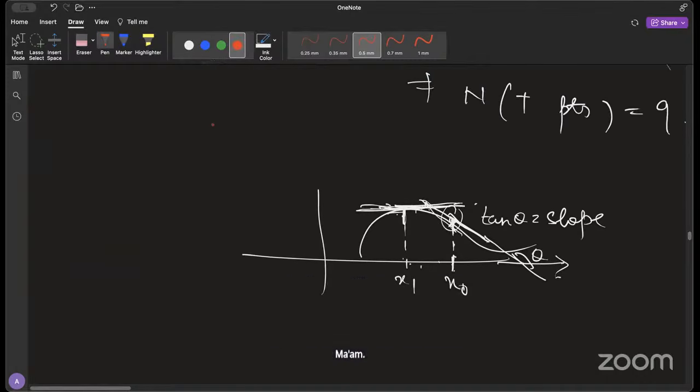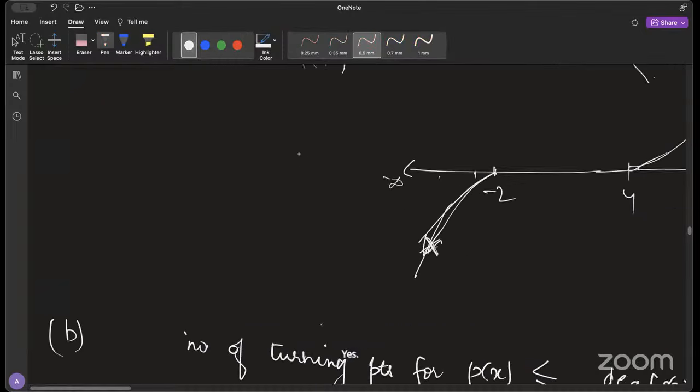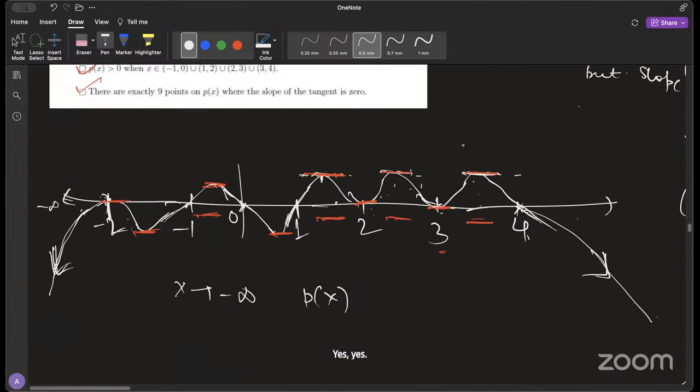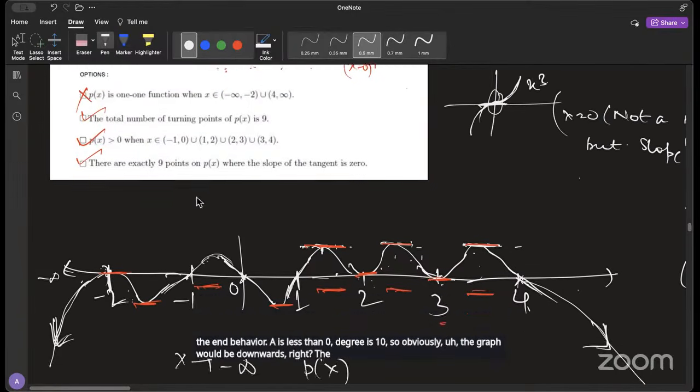Ma'am, can you please explain the first point once again? The first option? Yes. Your graph, you are clear with how we draw this graph, right? Yes, ma'am. I am emphasizing that it is possible, because of how we've drawn this graph, for us to have this thing. We can also use one more thing: because the degree is even, we can simply check the end behavior. A is less than 0, degree is 10, so obviously the graph would be downwards, the end behaviors will show downwards.